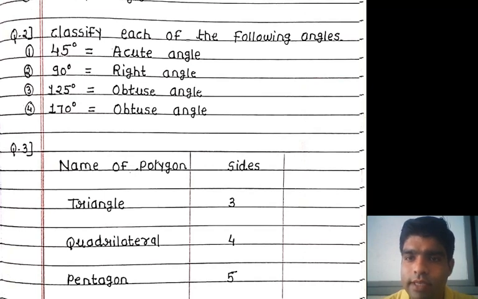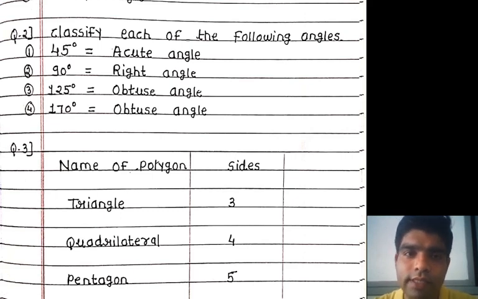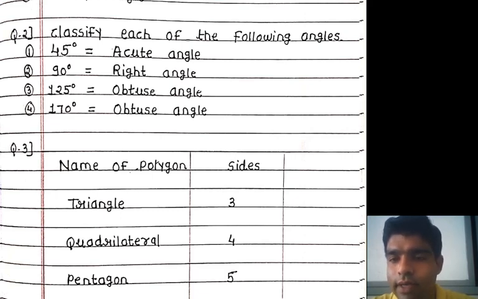This concept is based on chapter number 2, Shapes and Angles. I hope every student understood all these things: how we can classify each of the angles, and how we define the different types of angles. And the third one is classifying the polygon. It means that if the sides are given, we have to write down the polygon, otherwise if the polygon is given to you, we have to find the number of sides.